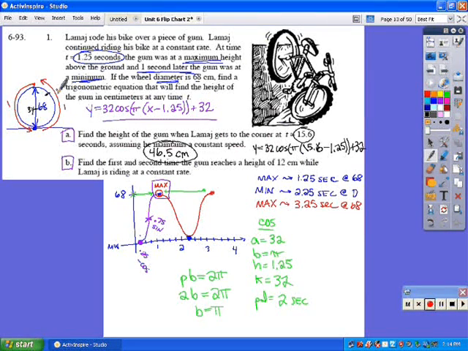Find the first and second time the gum reaches a height of 12 centimeters while Lamage is growing at a constant rate. So if that's 68, 12 centimeters is going to be down here somewhere. So we're looking at the first and second time that the gum reaches a height of 12 centimeters. I'm going to take my equation and move to the next page.